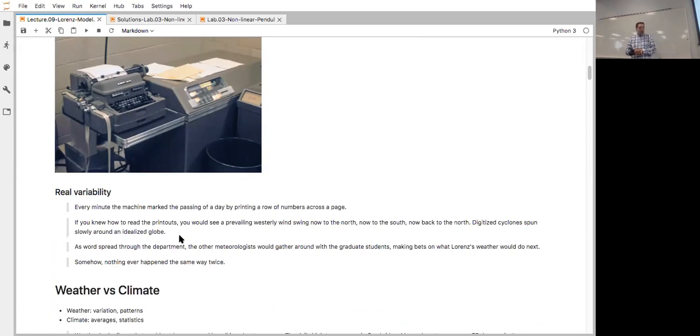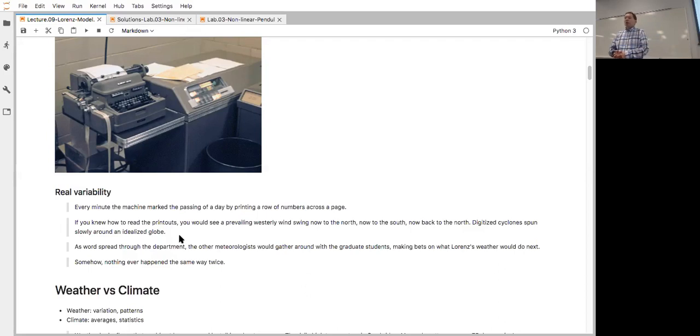This program that he wrote, based on physical principles, conservation of energy, conservation of momentum, would have some variability. It would have variability that looked like the character of real weather variability. Every minute, the machine marked the passing of a day by printing a row of numbers across a page. And if you knew how to read the printouts, you would see a prevailing westerly wind swing from north to the south and backing into the north. Cyclones spun slowly around an idealized globe.